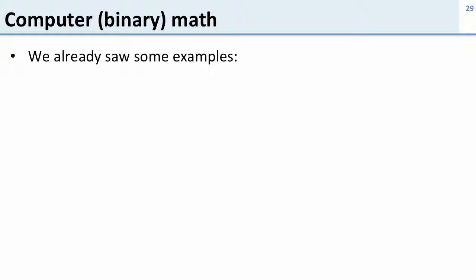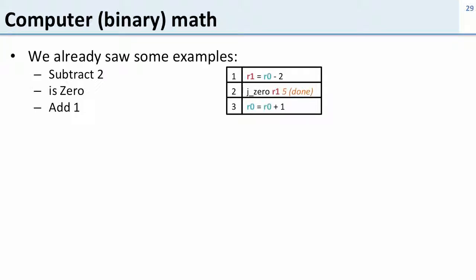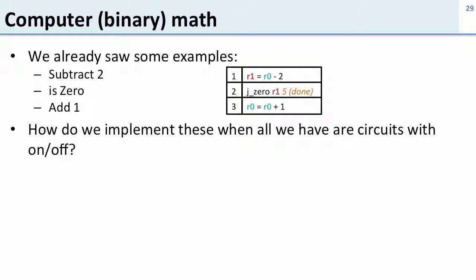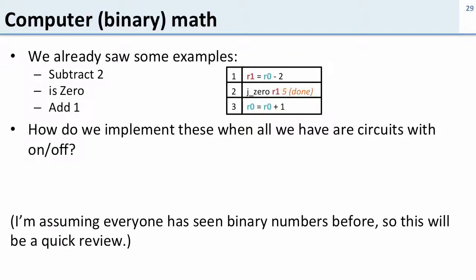So we've already seen some examples of binary math here. We saw subtract 2, we saw is 0, and add 1. All of these things were done by the computer in the example we saw, and they need to be able to do math. Now the question is, how do we actually do this sort of math when all we have are on-off? So we don't have a circuit that has a value 2 on a wire. Our wires can only have 1 or 0 on them.